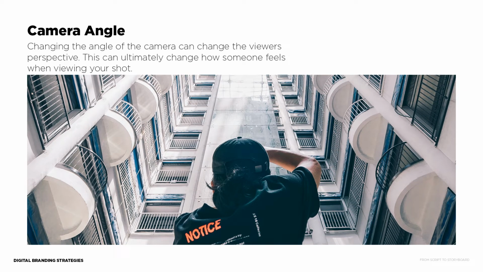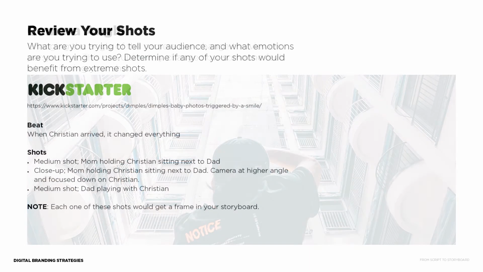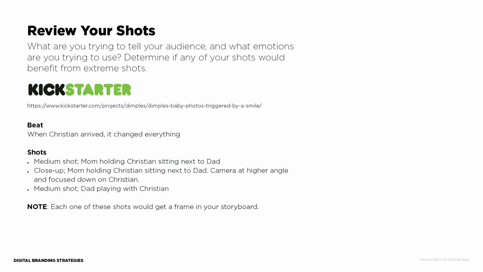You can also change the angle of the camera to change the feeling. Placing a camera down low and pointing it upwards results in an upshot, where a character is given a position of dominance. Placing a camera above a subject and pointing it downward makes a character feel inferior. Return to the shots you sketched out for your beat and see if any of them could benefit from an extreme shot or changing the camera angle to make more of an emotional connection.